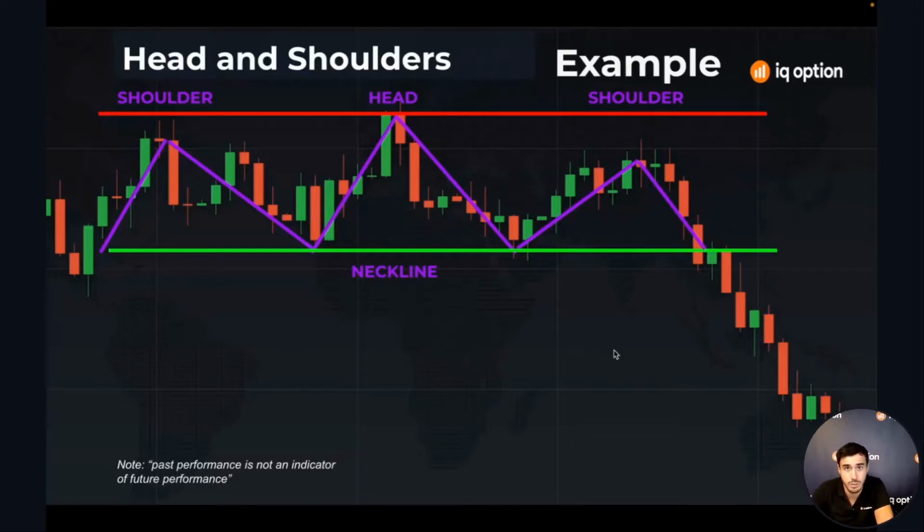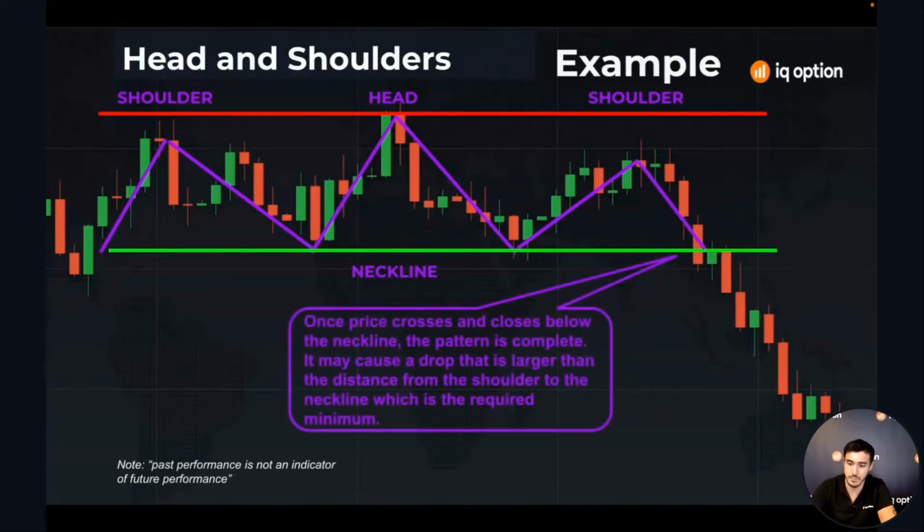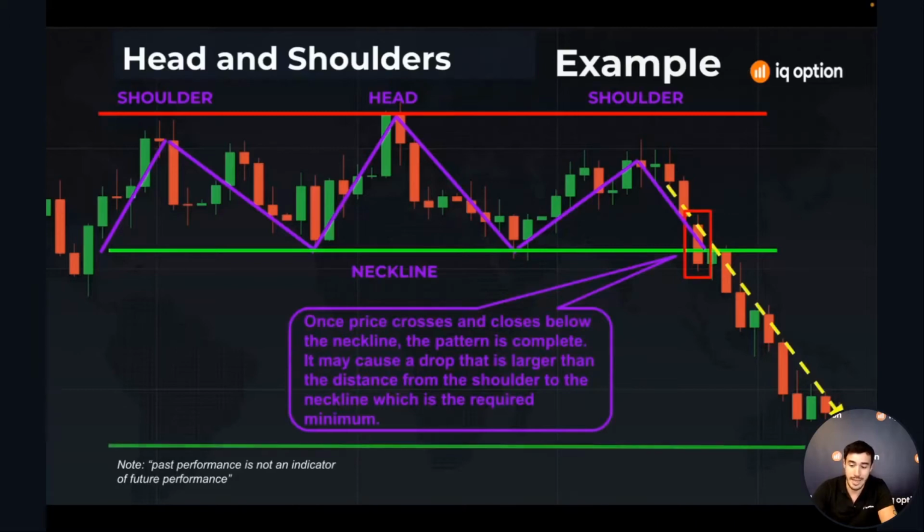Remember that a head and shoulders can also be a reversal. This same head and shoulders can be upside down, meaning that if it breaks the neckline, it will be an uptrend instead of down. You see how it crosses the neckline and then goes all the way down. To see how far it could go, we can measure the distance between the neckline and the head and project that distance as a potential target.